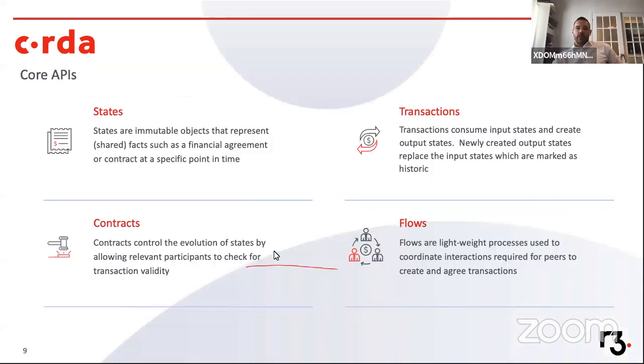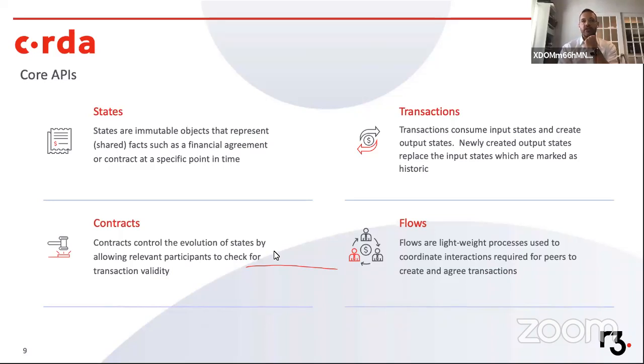Moving on. I spoke a little bit about Corda primitives. I think it's interesting to break it down into these 4 components. If you understand these 4 components, you're ready to start building business logic on top of Corda. So states are immutable objects that represent facts. They could be shared if you want them to be shared. They could also be private if you don't share them. These facts could be financial agreements, contracts, whatever. They are a fact at a point in time.